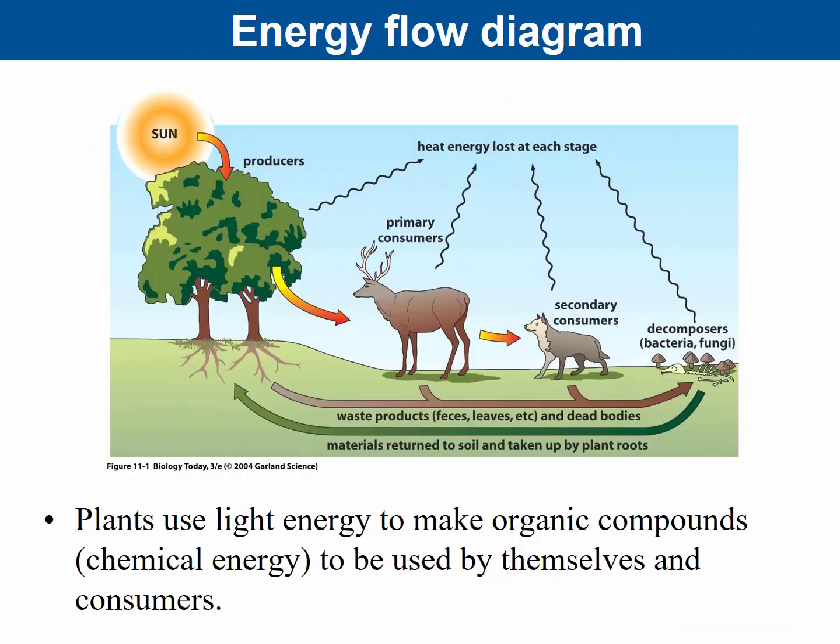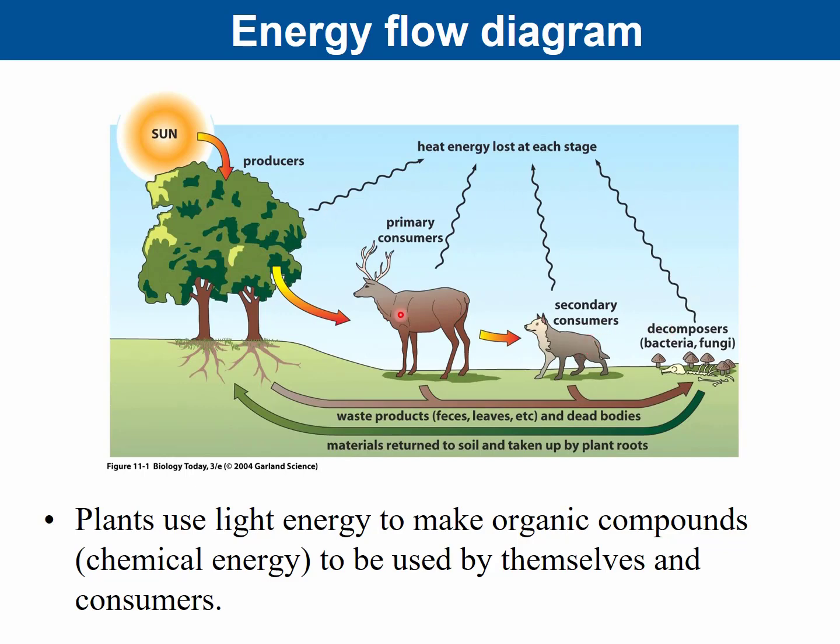Now, plants we call producers because they're able to produce their own food. Organisms that cannot produce their own food are referred to as consumers. And there are several levels when we talk about consumers. A primary consumer is an organism that eats a producer. So basically, it's an animal that eats plants. A secondary consumer is one that's going to eat a primary consumer, and so this is going to be a carnivore.